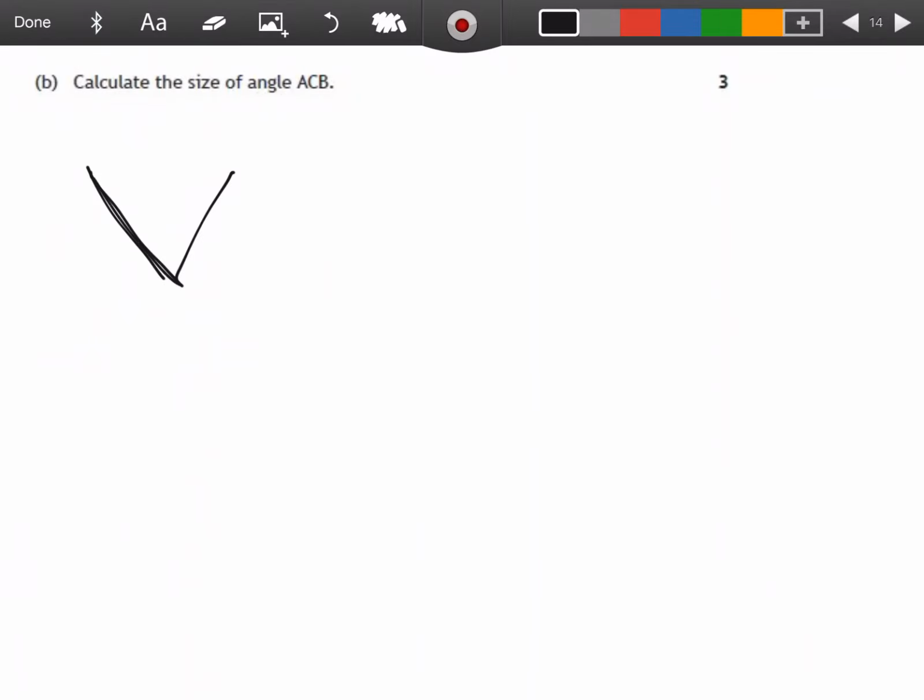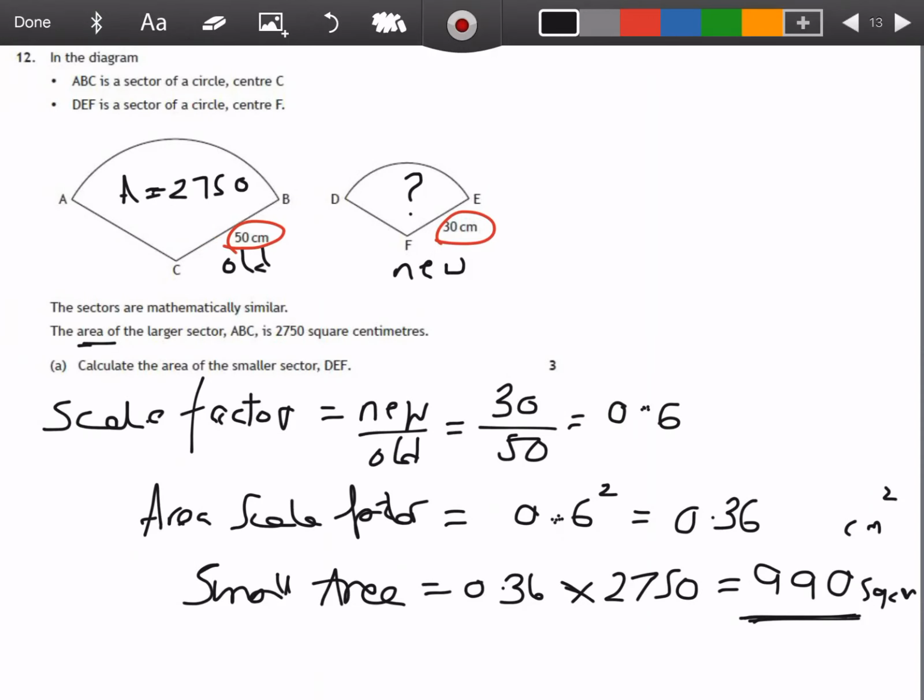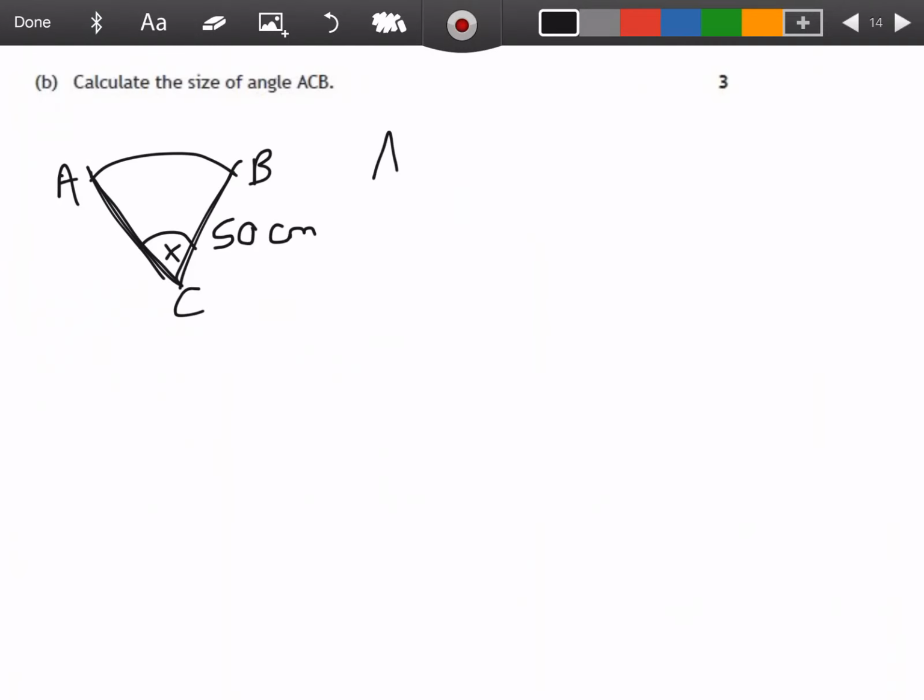Angle ACB is the first sector, and the radius was 50. It's that one there, angle ACB. Find the size of angle ACB. We do know the area is 2750. Okay, ACB, the radius is 50, the area is 2750. I'm just going to write beside it so we know that number. So the question is, find the angle.